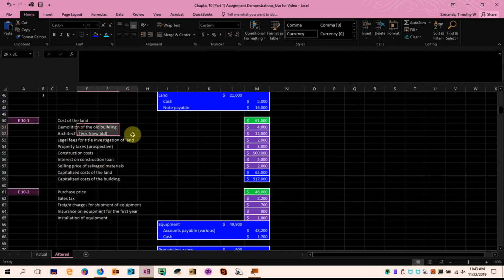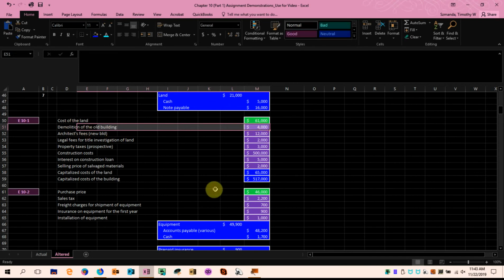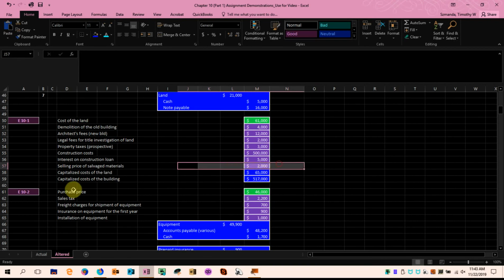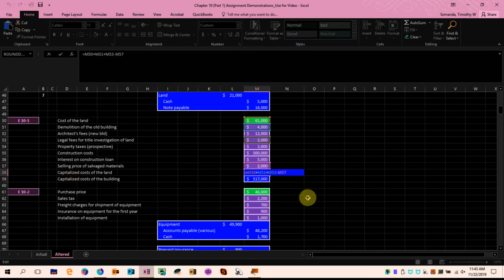Selling price of salvage materials, that will offset some of the demolition costs of the old building. So they've demolished the old building. This $2,000 will offset some of those costs because they recovered a little bit in salvage materials that they could scrap. So what are the capitalized costs then of the two assets?